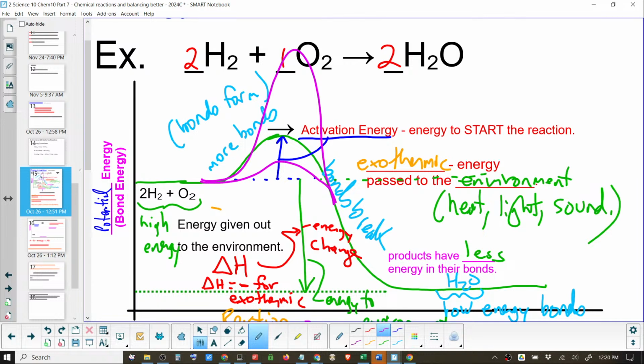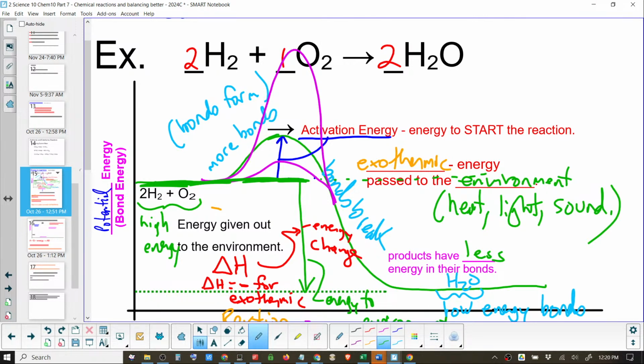But where does delta H start? Does it go to the peak? No, it starts at the start of the reaction. So delta H, if this is our start of the reaction, it starts right there. The activation energy could be super high. Does that change the delta H? No. No. Yes?